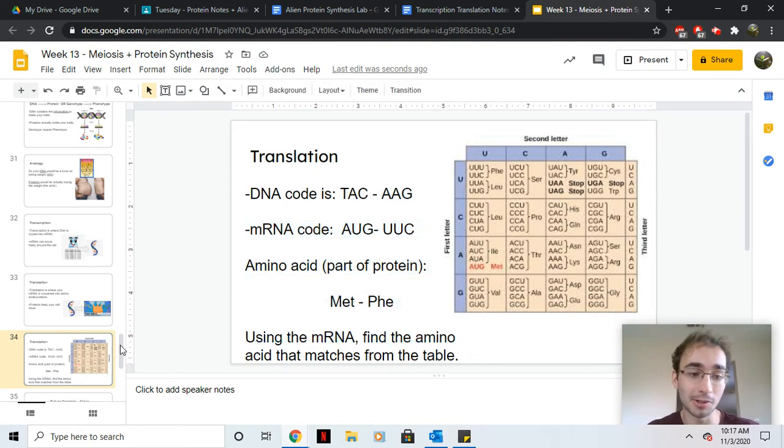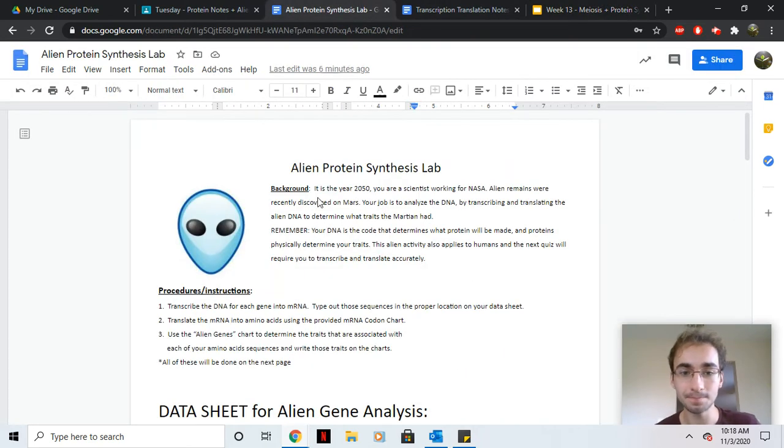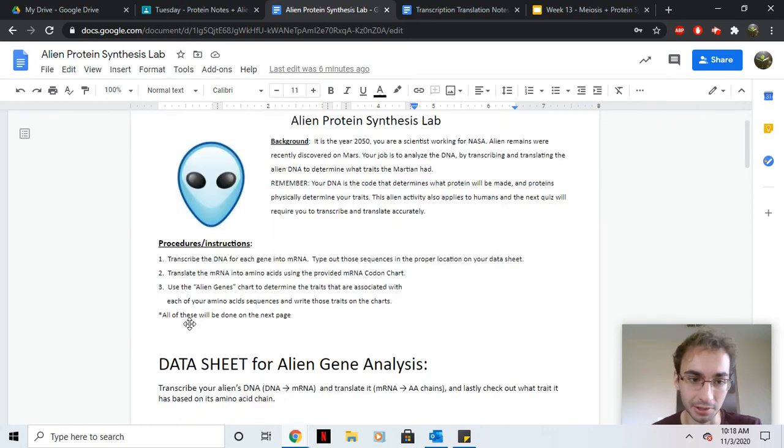We're going to be practicing it more today, doing a lab. So your lab, it is the year 2050. You are a scientist working for NASA. Alien remains were recently discovered on Mars, and it is now your job to analyze the DNA by transcribing and translating the alien DNA to determine what traits this Martian had. So here's how you do it. Here's the background and the instructions.